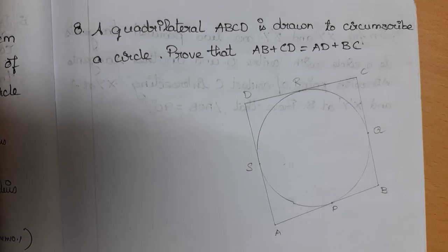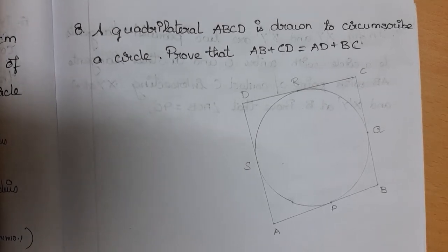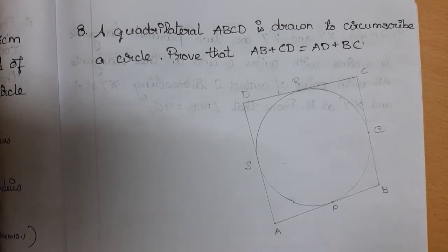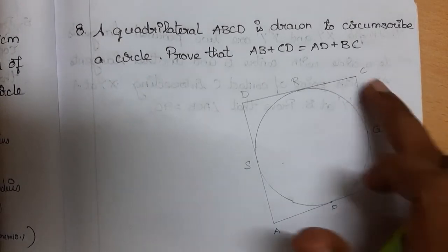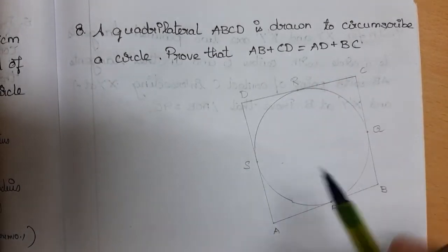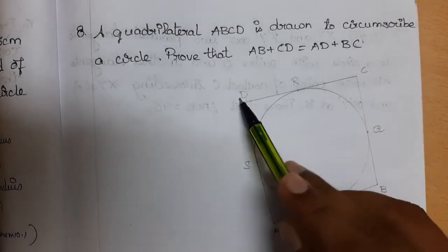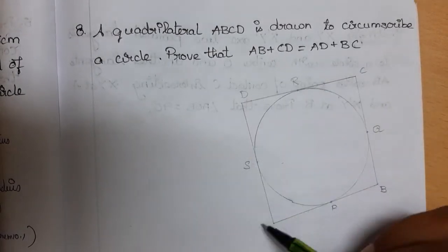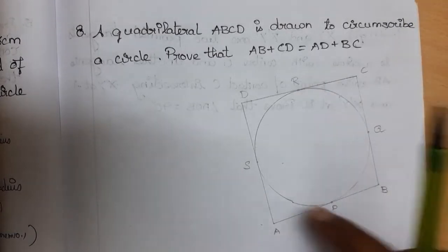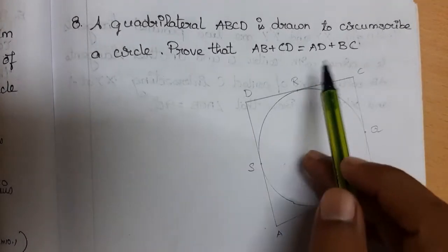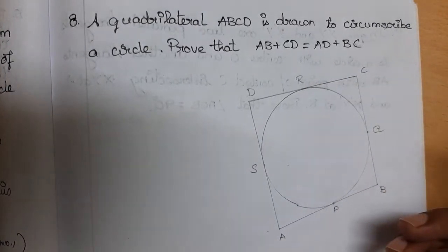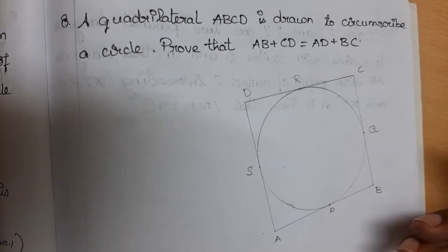Students, today we are going to continue with the problems. A quadrilateral ABCD is drawn to circumscribe a circle. So the polygon is circumscribed, the polygon is outside and the circle is inside. Prove that AB plus CD is equal to AD plus BC. So opposite sides, if we add them, we have to show they are equal. Okay, fine. This is actually easy, right?